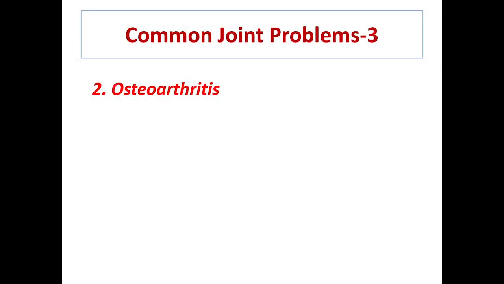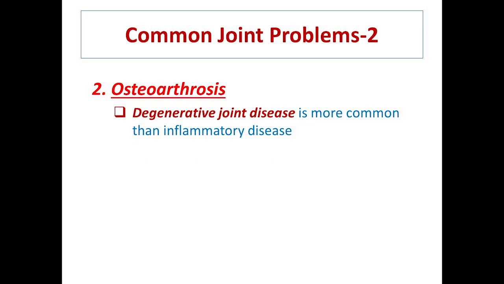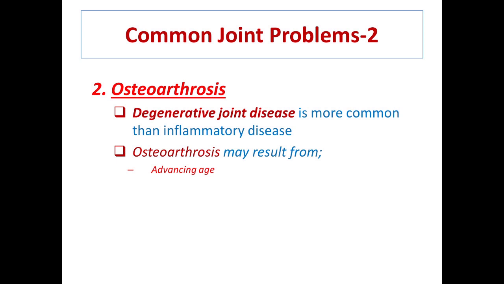Now, the second one is osteoarthritis. I want to clarify that it is inflammation of the joint that may lead towards degeneration, and the degeneration of the joint is technically known as osteoarthrosis or degenerative joint disease. This osteoarthrosis is more common than osteoarthritis. Osteoarthrosis may develop due to advanced aging, any type of injury, or any condition that puts excessive stress on a joint. In simple words, it may be secondary to a primary joint abnormality.